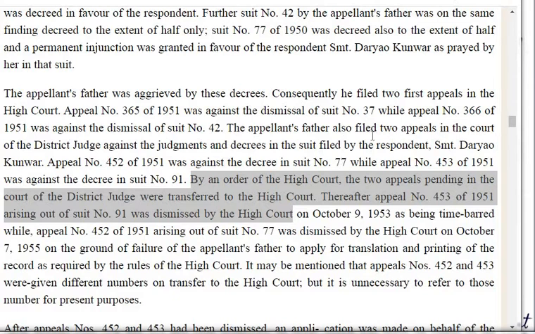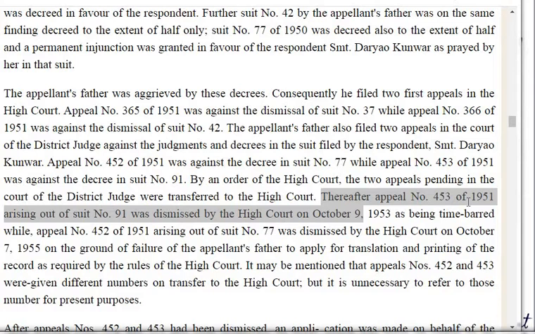also filed 2 appeals in the court of the district judge against the judgments and decrees in the suits filed by the respondent, Srimati Darya Kumar. Appeal number 452 was against the decree in suit number 77, while appeal number 453 was against the decree in suit number 91. So overall these are the 4 appeals. What do we need from the numbers? You have to understand that there are 4 appeals.